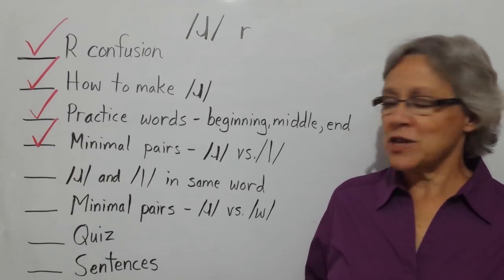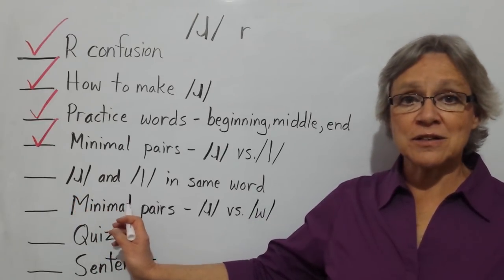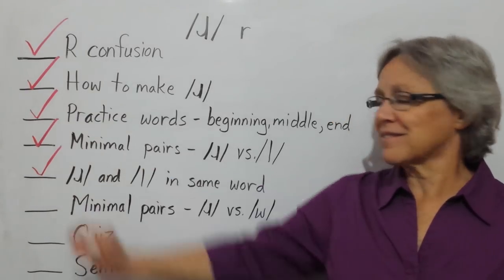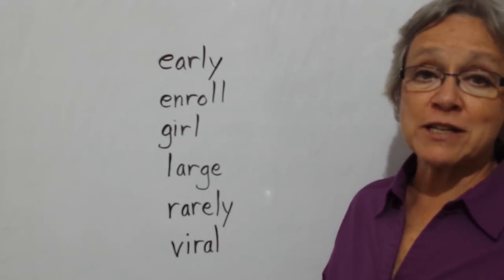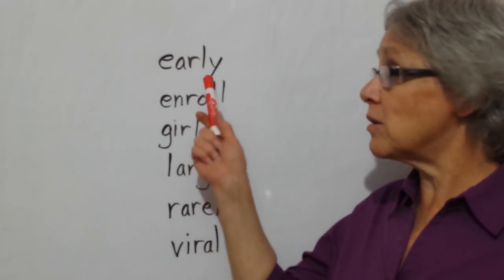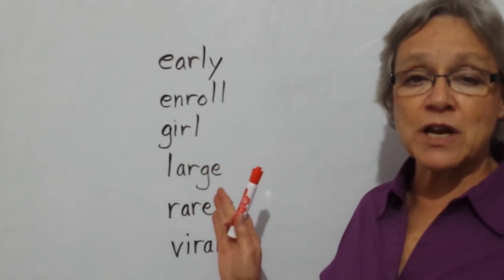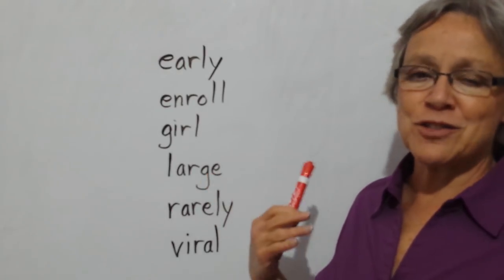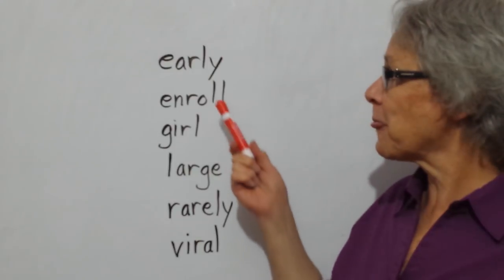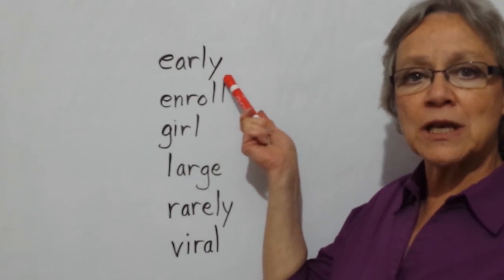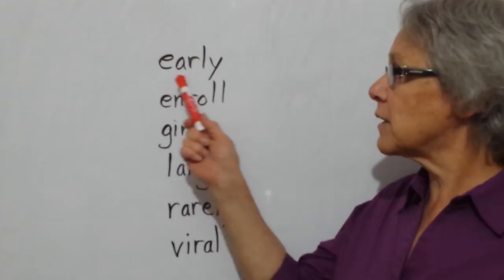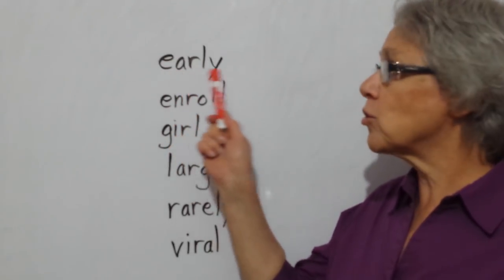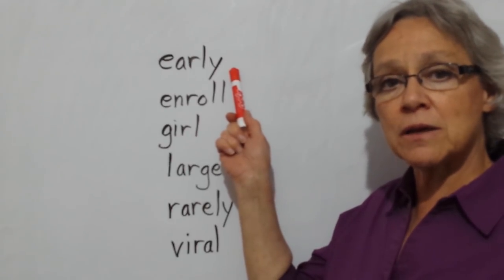Now I'd like to give you some words that have R and L in the same word. To continue practicing the R and the L sounds, I've put up here some words that have both of those sounds in them, okay? So please repeat these words after me, just for some more practice, all right? This is early, early. This E-A-R is not ear, it's er. Early, I got up early.